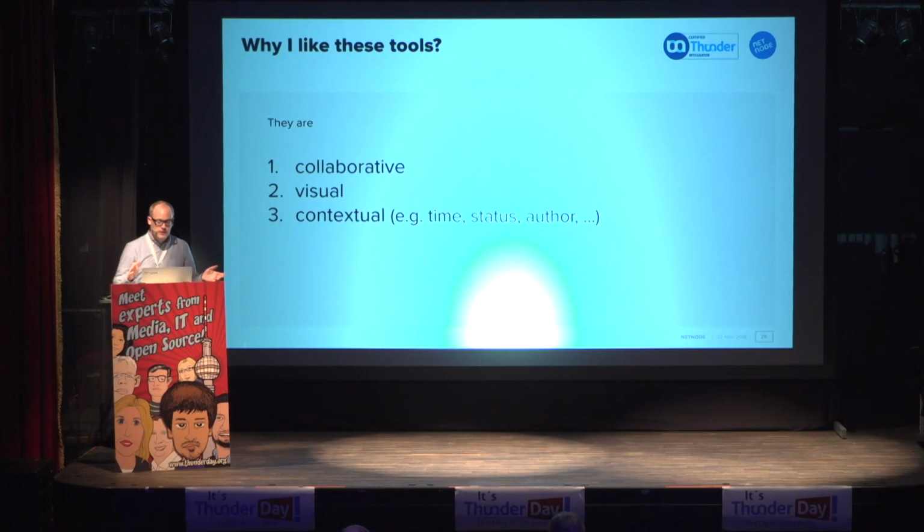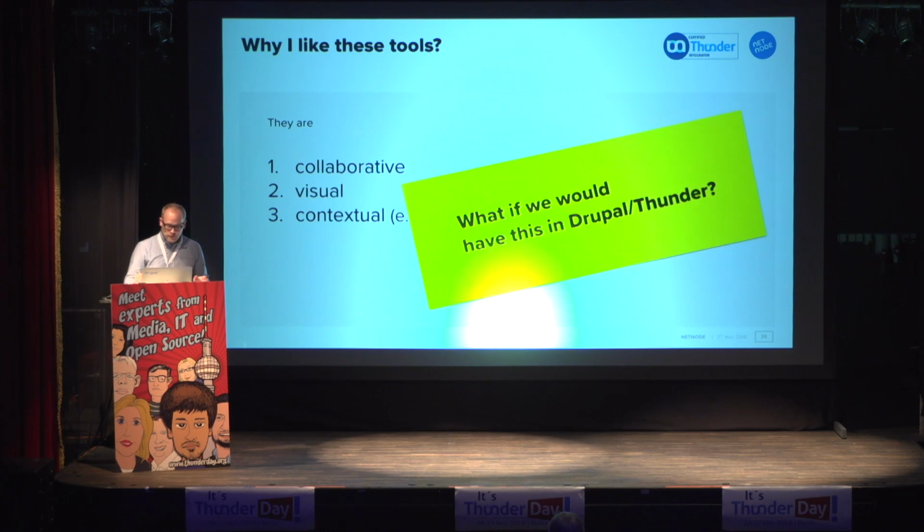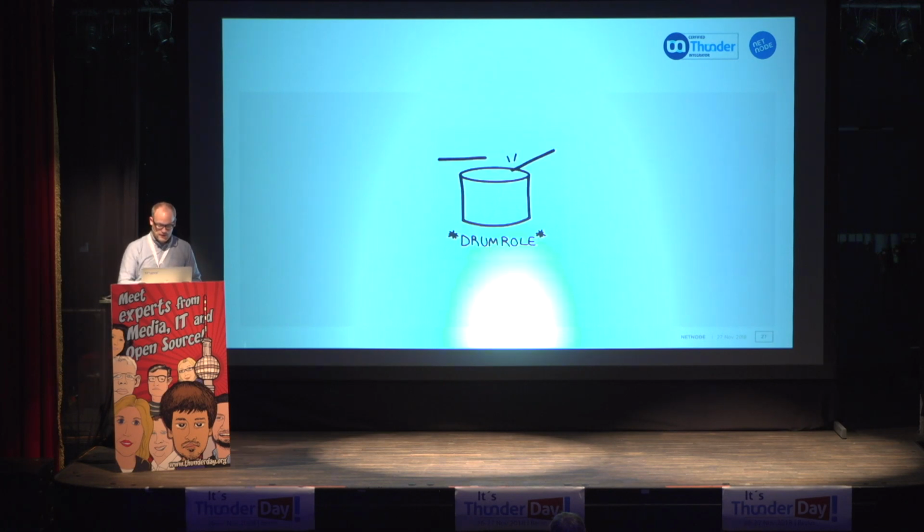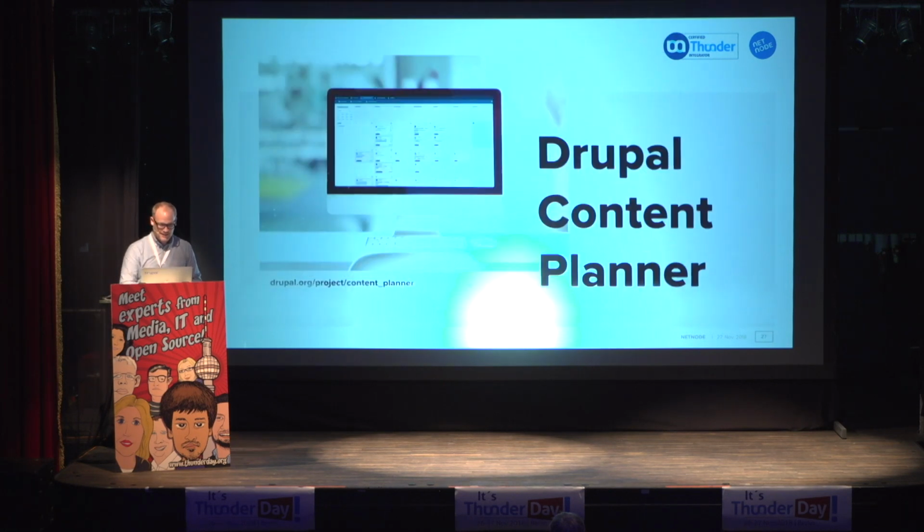And so why I like these tools, they have these three characteristics. They are collaborative, they are visual, and they are contextual, whether it's time, status, or author. So what if we would have this in Drupal or Thunder? And the thing is, we have it. It's called Drupal Content Planner.